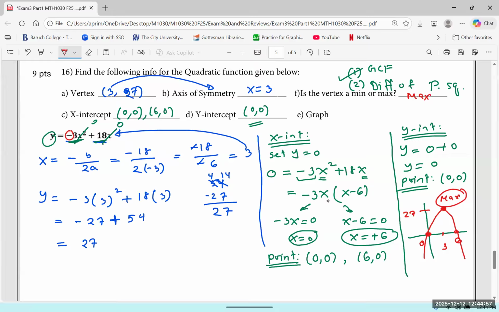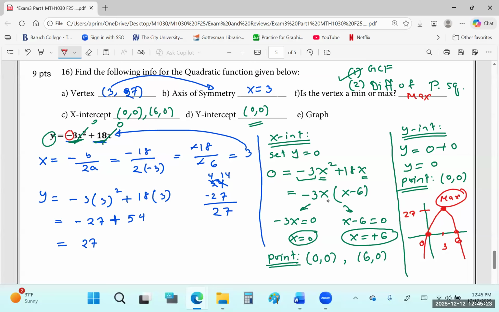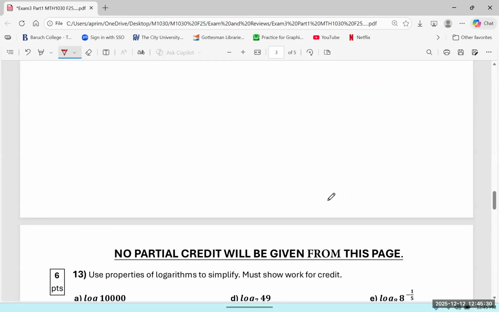It just needs x-intercept, y-intercept, and vertex. Do you want me to go over any other question from here? Then, graph what? Oh, exponential.